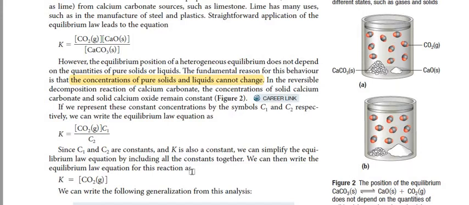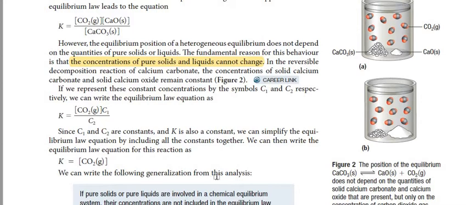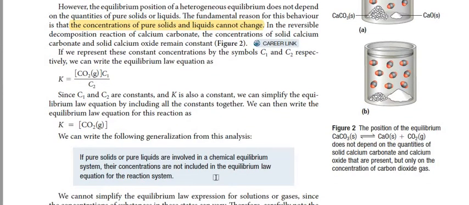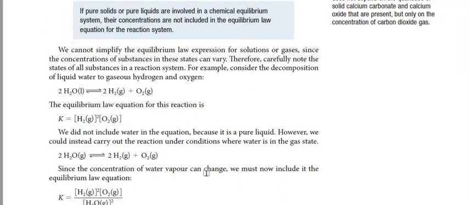Since C1 and C2 are constant and K is also a constant, we can simplify the equilibrium law equation by including all of them together. So we can then write the equilibrium law equation for this reaction as K equals the concentration of CO2, which is a gas. So we can write the following generalization for this analysis. If pure solids or pure liquids are involved in a chemical equilibrium system, their concentrations are not included in the equilibrium law equations for the reaction system. So we cannot simplify the equilibrium law expression for solutions or gases, since the concentration of substances in these states can vary.